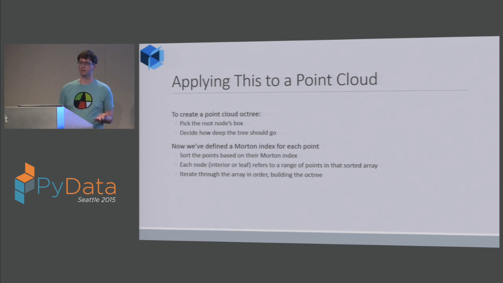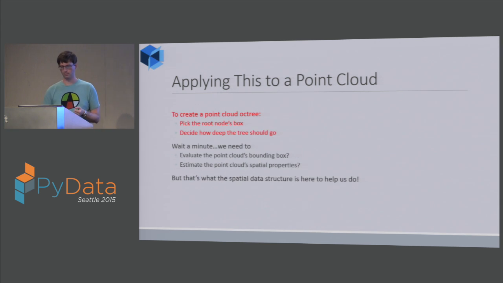So let's apply this to a point cloud. It's pretty simple. We need to define the outermost box. So we pick the root node's box. It needs to include all the particles or all the points. And then we need to decide how deep the tree goes. Once you pick that, every point will correspond to a particular Morton index. And it's a simple mapping, so you can sort all your points, and then you can build up your octree, and you're off to the races.